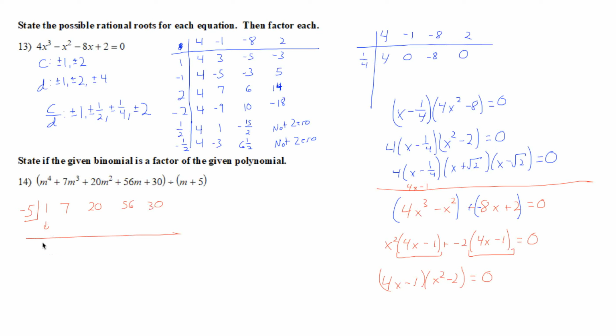We bring down the 1. Negative 5 times 1 is negative 5. Plus 7 is 2. This will be negative 10. And we get 10. 20 minus 10 is 10. Negative 5 times 10 is negative 50. It's looking good. We get a 6 here. Negative 5 times 6 is negative 30. And this is 0. State if the given binomial is a factor. The answer is yes. How do we know it's yes? Because we got a remainder of 0.